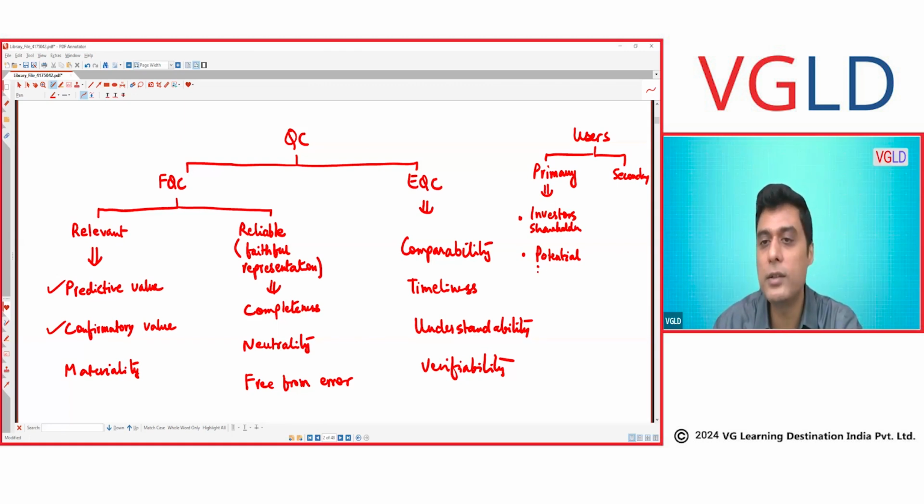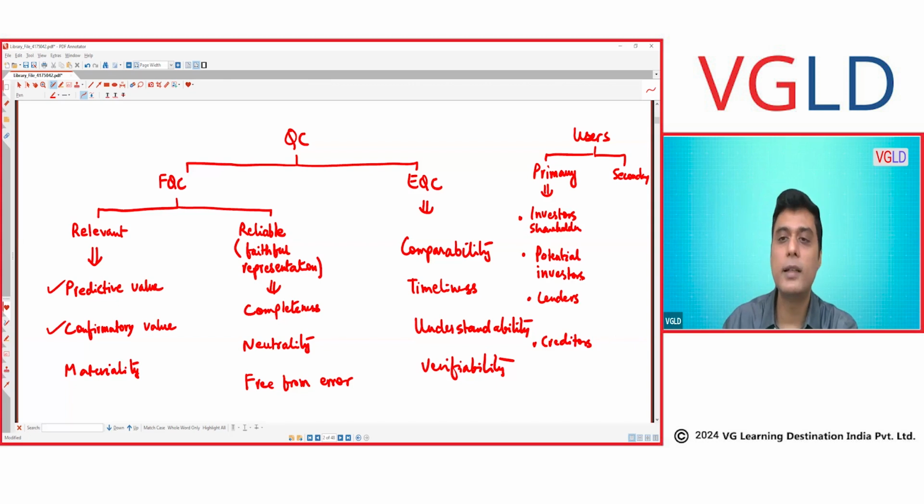Investors, potential investors, lenders, and creditors. These are the primary users of the financial statements. Everybody else is a secondary user, like the Securities and Exchange Commission, right? Or any other regulator, income tax authorities, the IRS, Internal Revenue Service, right? Or anybody else, banks, financial institutions, government, researchers, anybody else is a secondary user.